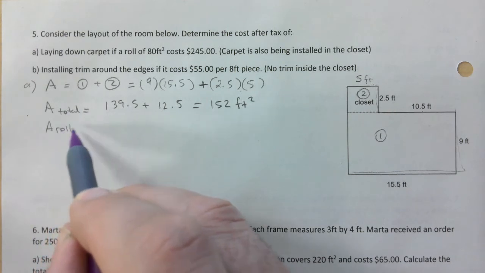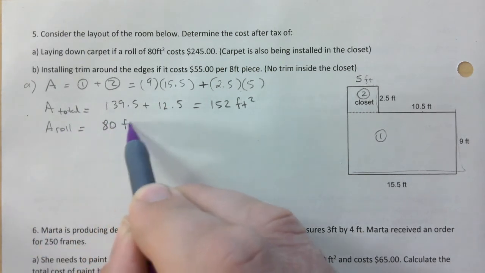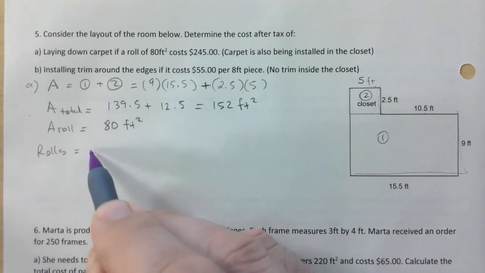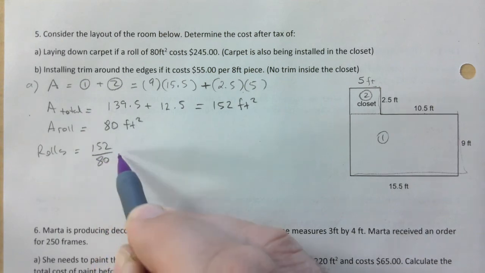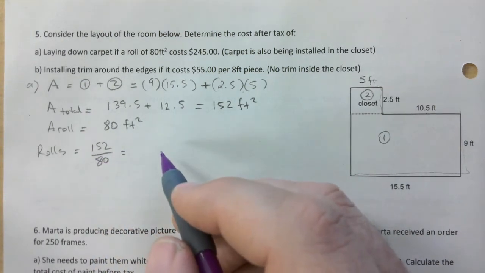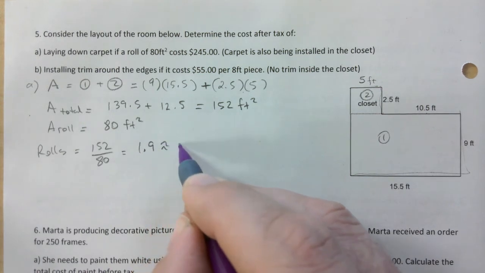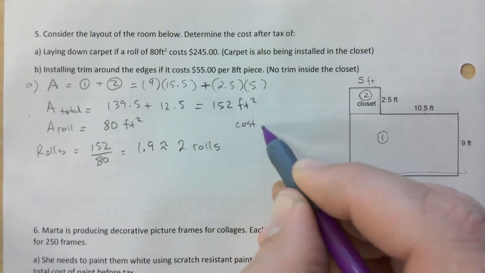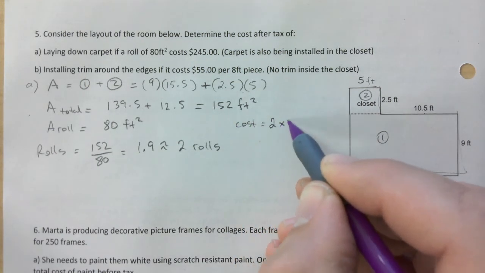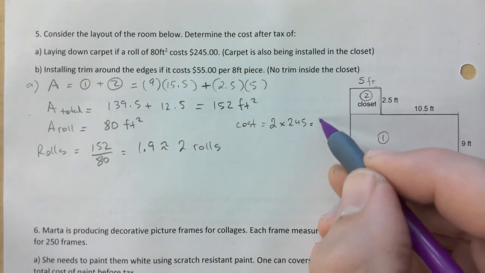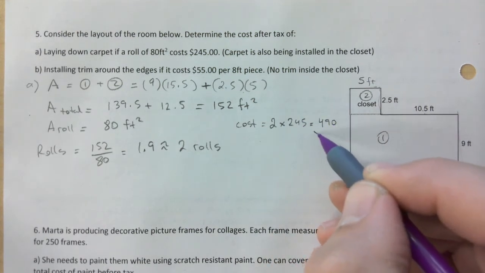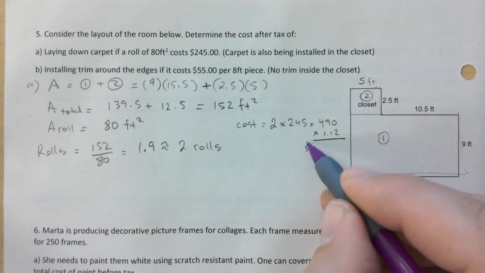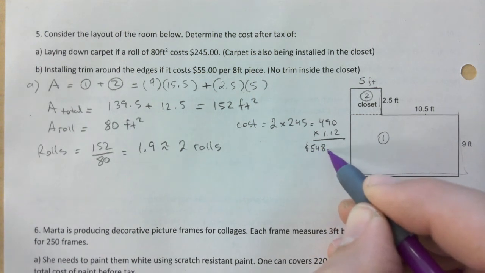Area of a roll, they give you that already, so it's just putting that down. So rolls that you need would be 152 divided by 80. That's 1.9, which is approximately 2 rolls. So the cost of that would be 2 times 245, which is 490. Add taxes to it, which is 548.80.